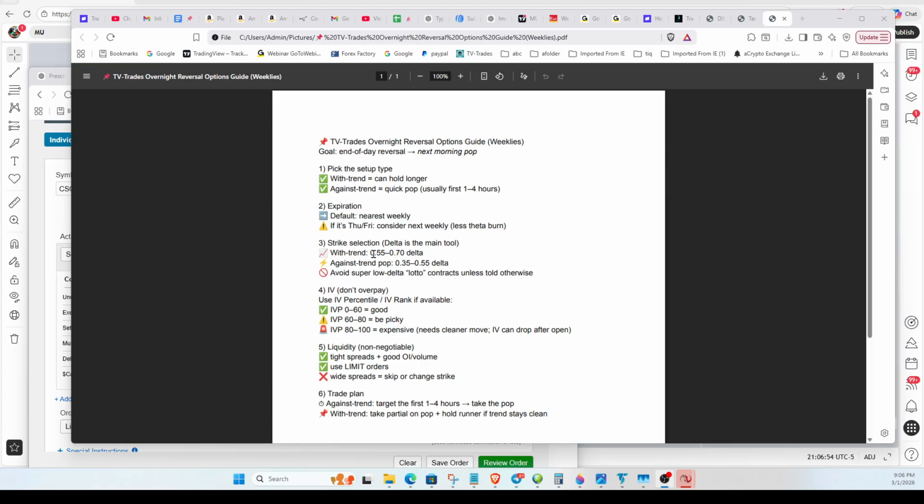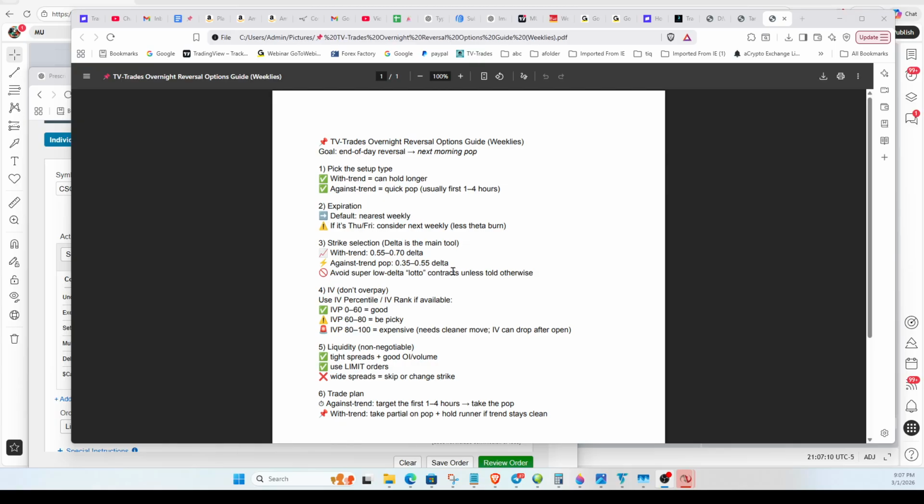But if you're with the trend, look for the delta. The delta should be 0.55 to 0.70. I would say maybe 0.45 to 0.70 is okay. Against the trend, the pop, that's what you're looking for first thing in the morning, you want your delta to be pretty low, 0.35 to 0.55.